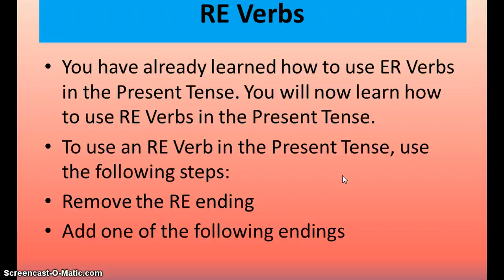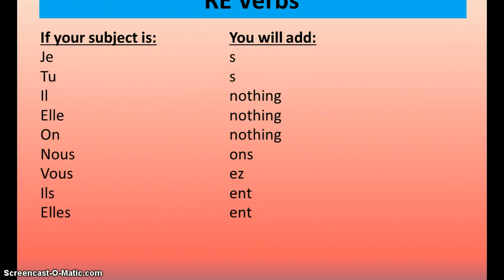You've already learned how to use ER verbs in the present tense. You will now learn another group of verbs that end in RE, called RE verbs. To use an RE verb in the present tense, use the following steps. First, remove the RE ending, and then add one of the following endings.